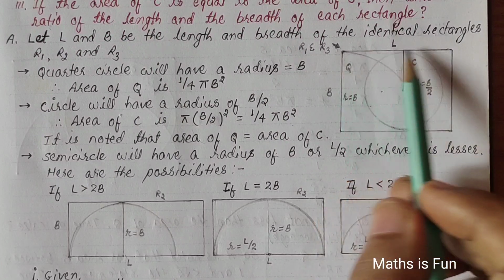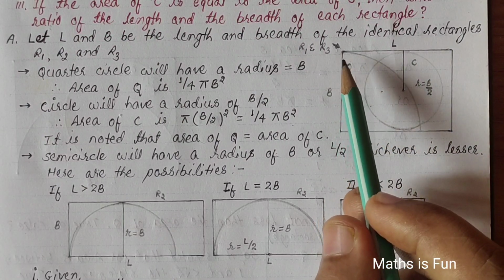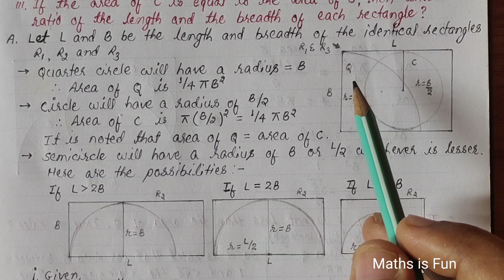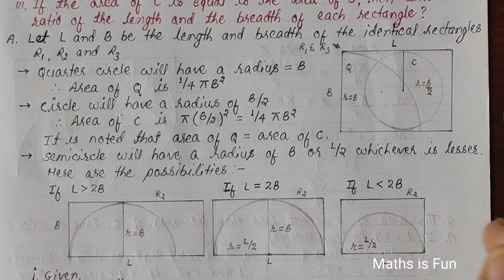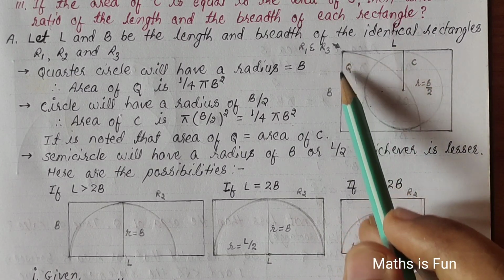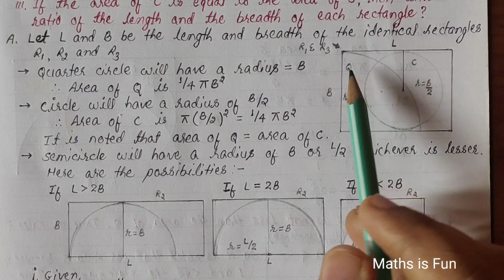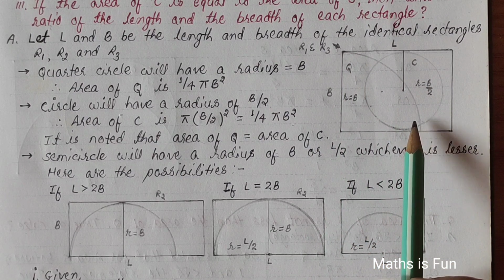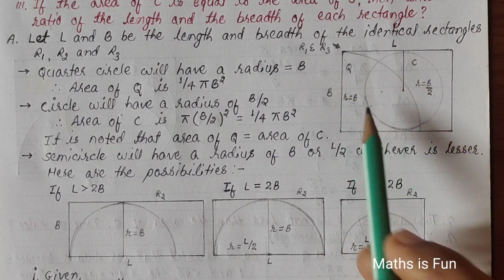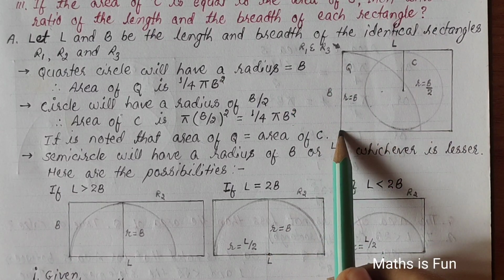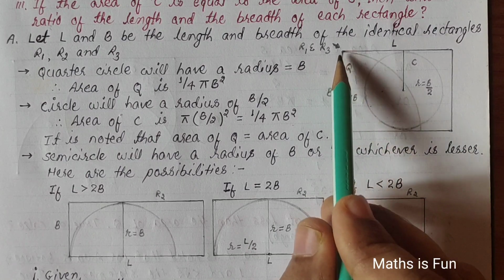Now suppose that this is our rectangle R1 and R3, from which we cut out the largest possible quarter circle and the largest possible circle. Let the length of this rectangle be L and the breadth be B. If we cut out a quarter circle from this rectangle R1, then the radius of this quarter circle will be B, because we are cutting it taking this vertex as the center of the quarter circle. So we have radius as B.